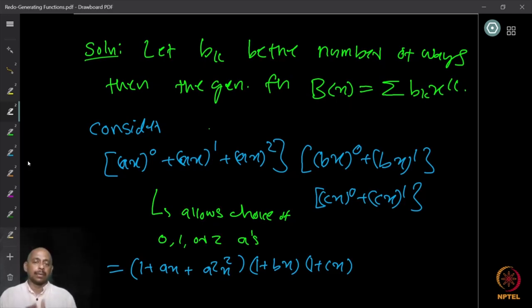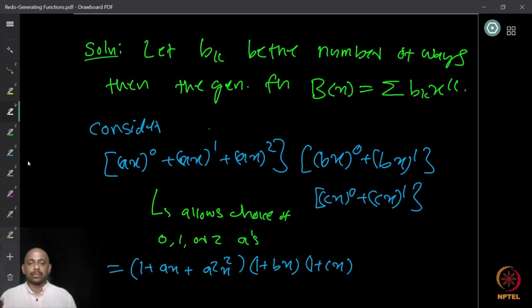I want to choose A. So I'm going to look at the function (AX) raised to 0 plus (AX) raised to 1 plus (AX) squared. Then I take the product with (BX) raised to 0 plus (BX) raised to 1, and then take the product with (CX) raised to 0 plus (CX) raised to 1.